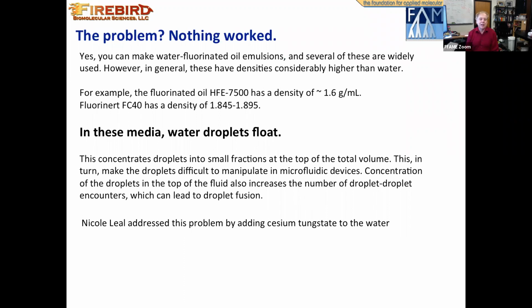This is the running gag. Yes, you can make fluorinated water-in-oil emulsions, and several of these are actually widely used. However, in general, the fluorinated oils have densities higher than water. For example, HFE 7500, which maybe some of you use, commercially available, has a density of about 1.6 grams per mL. Fluorinated FC-40, which maybe some of you use, also commercially available, is used in some of these sorting devices, and has a density of about 1.8 to 1.9. And so what that means is that in these media, water droplets float.